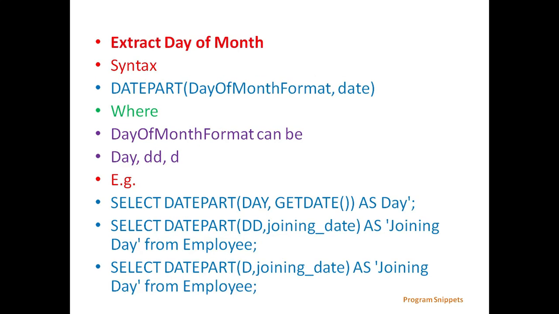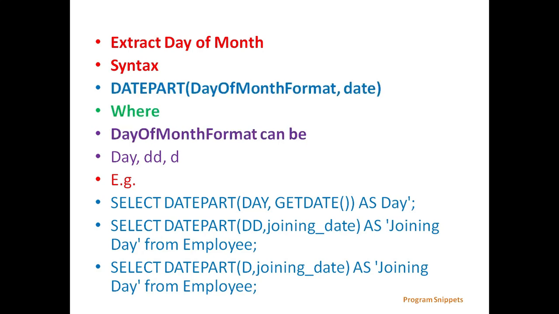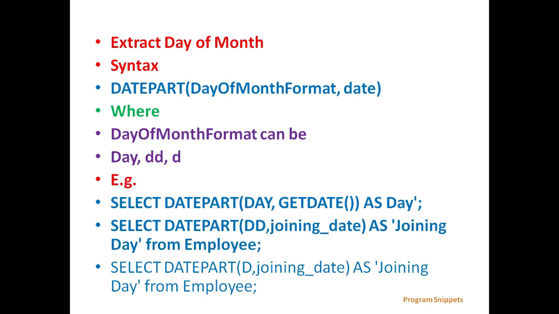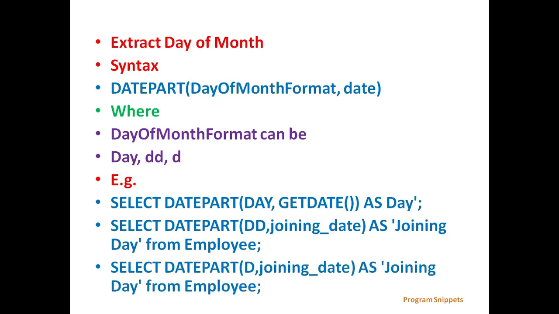Next is extract day of month. General syntax is DATEPART with parameters day of month format and date, where day of month format can be day, dd or d. For example, SELECT DATEPART with parameter day, GETDATE() will return the current day of the month. We can use it with the table also. So SELECT DATEPART(dd, joining date) will return the day of the month of the joining date for the employees. We can also use d for extracting the day of month.